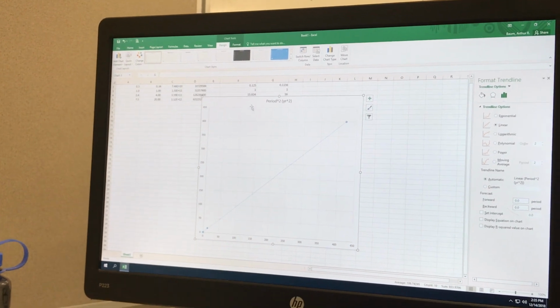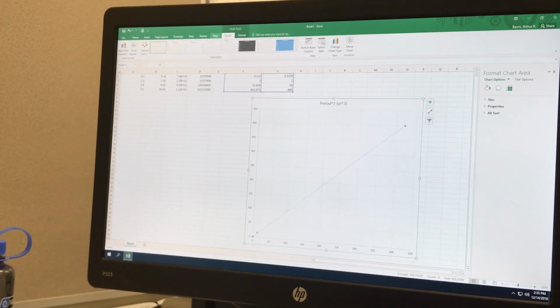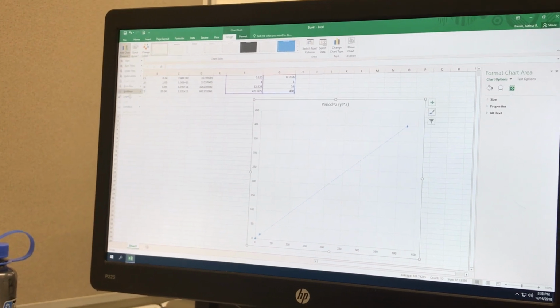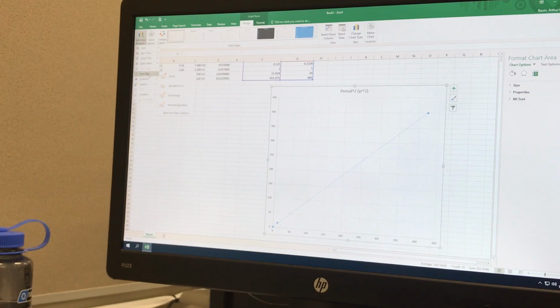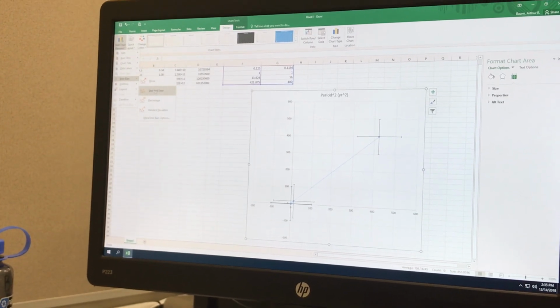And the other way is the add chart element up in the top corner. Add chart element, trend line, linear. You could put error bars, but you're not going to have error bars.